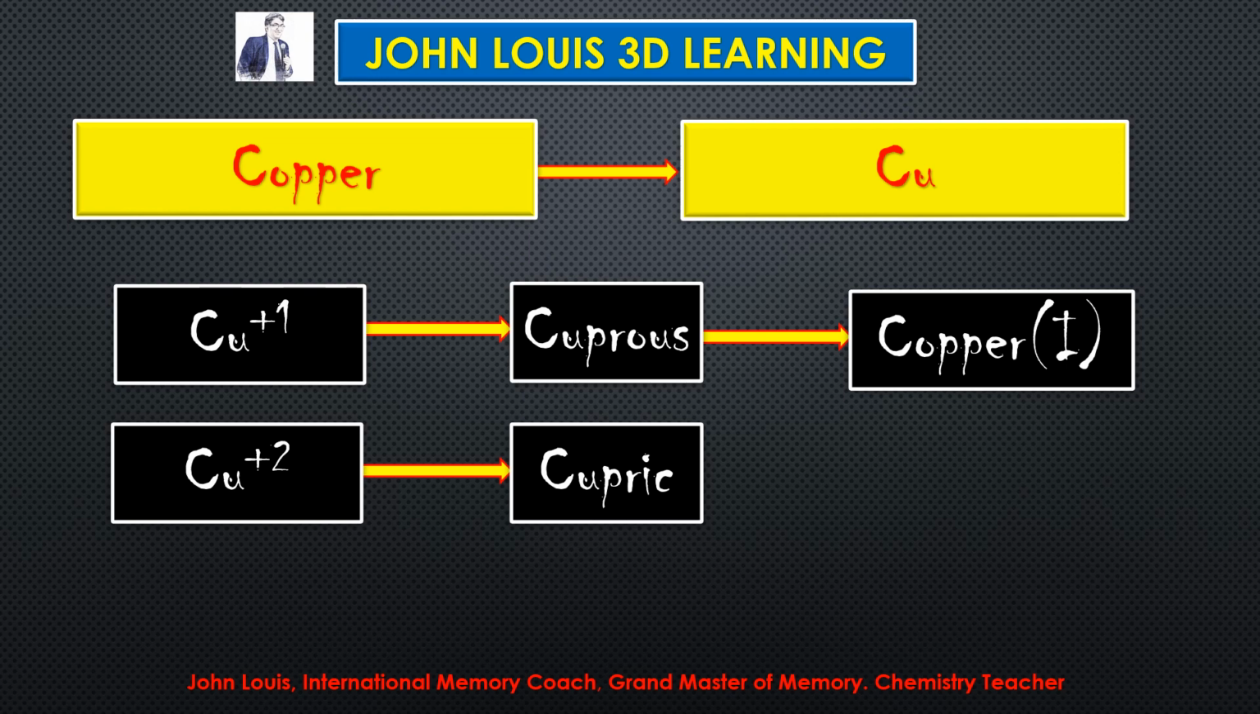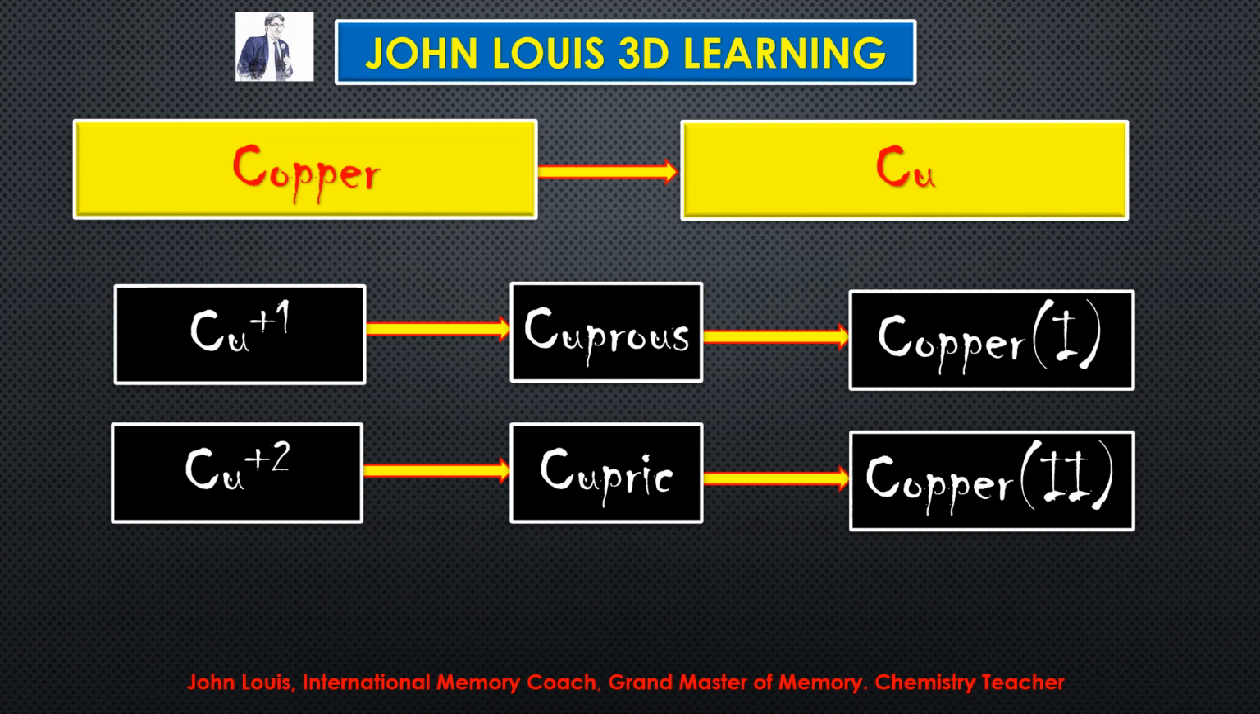But in this system, the modern day system, that is copper 1, valency of copper is 1 here. Then cupric, how can you call it according to modern days method? That is copper 2. Valency of copper is 2 here. Okay, let's move on to the next one.